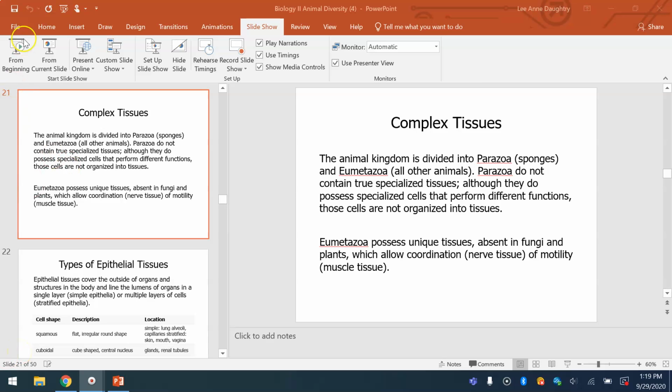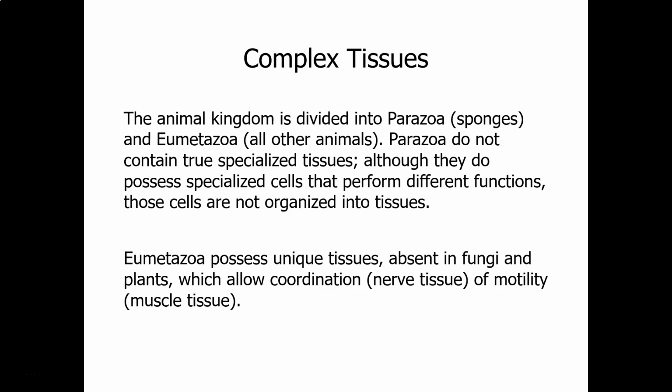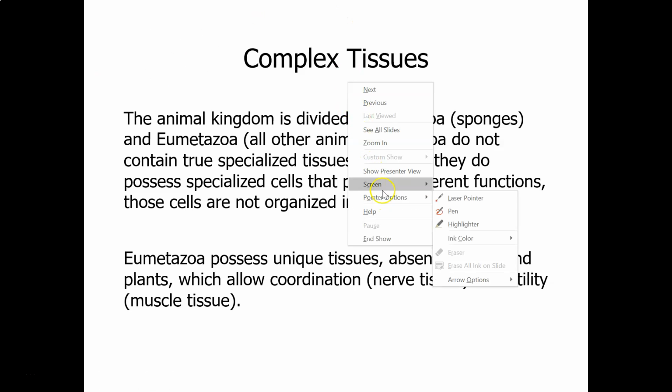This is part 3 of the animal diversity lectures. We left off talking about animals with tissues.